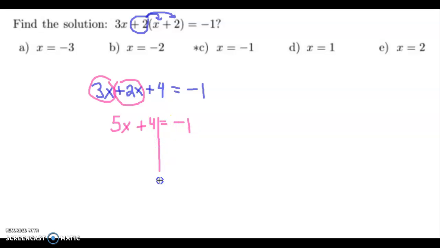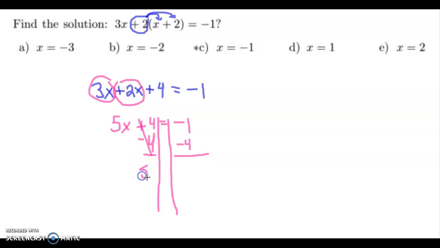Now I'm going to go ahead and make my ladder, because now I'm going to solve for x. First thing I have to do is get all my constants on the right side, and remember a constant is a number without a variable. So I'm going to do that by doing the opposite. And the opposite of adding 4 is subtracting 4. Anything I do to one side, I do to the other. The left side cancels out.